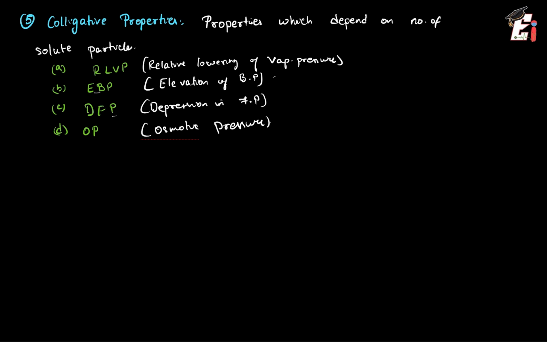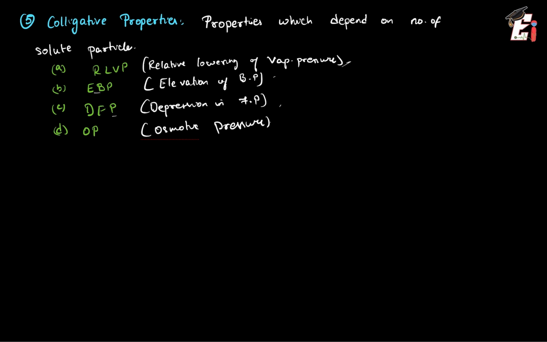Depression in freezing point. Before it was getting frozen at 0 degrees Celsius. Now it is forming ice at minus 10 degrees Celsius. So that is depression in freezing point. Its freezing point has got depressed. Same way osmotic pressure. There is a change in its osmotic pressure. Relative lowering of vapor pressure. Vapor pressure has got lowered. So that is the concept here. That is the main concept. I hope you understood what I am trying to explain.